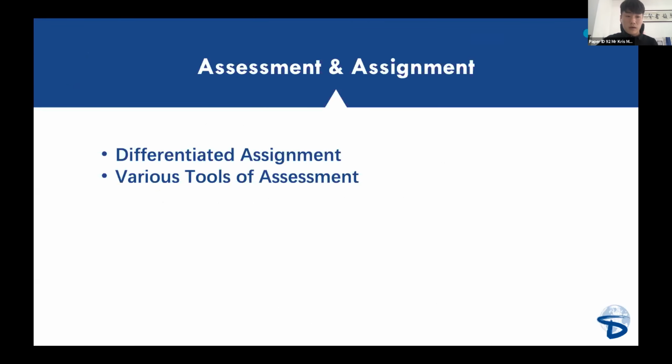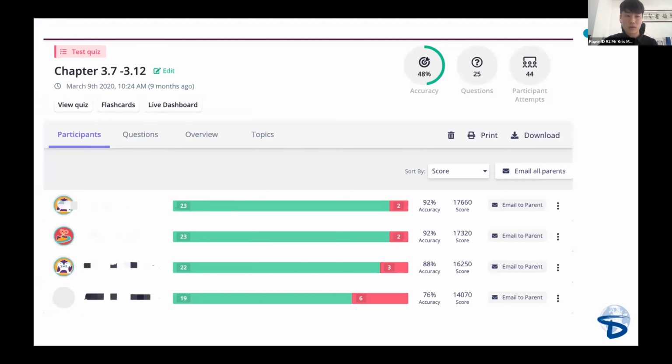Then the last one will be the various tools of assessments. For assessments, again, we're going to do some paper assessment, the traditional one, but we found out that if we only use the traditional assessment way, students may not understand because they are just there to finish the exams. So we're going to introduce more various tools of assessment in our school. This is one platform we use. This platform can offer MCQ questions and fill in the blank questions.